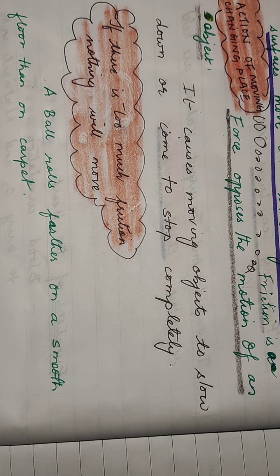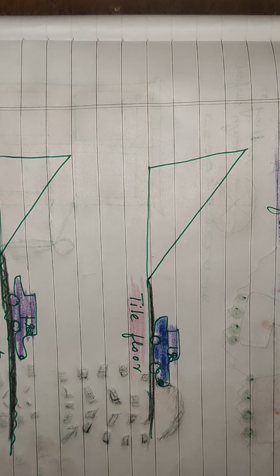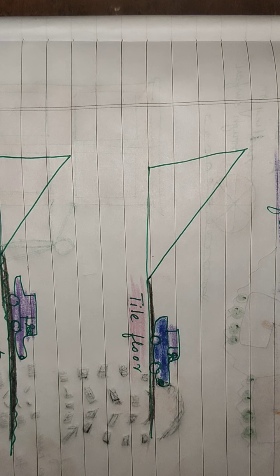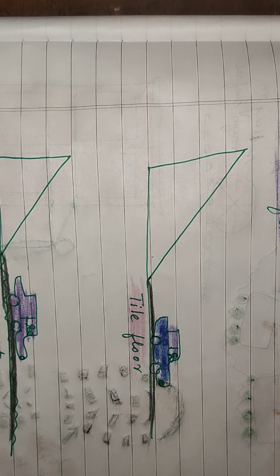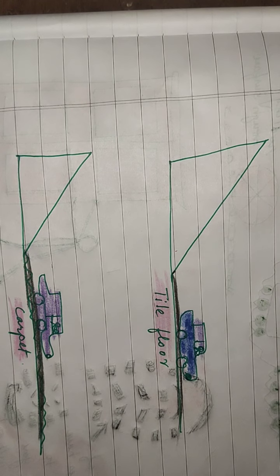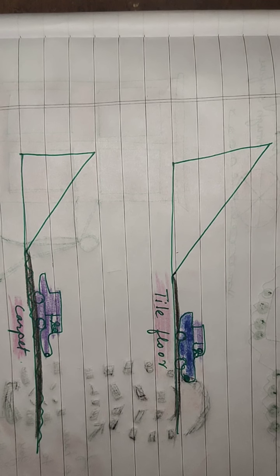A ball will roll a longer distance on a smooth floor than on a carpet. You try this also today, and you can try this at home also. If I roll a toy car down a ramp, it will roll a longer distance on the floor than on the carpet because there is less friction on the floor. And on the carpet it will not roll to a far distance. Okay class?